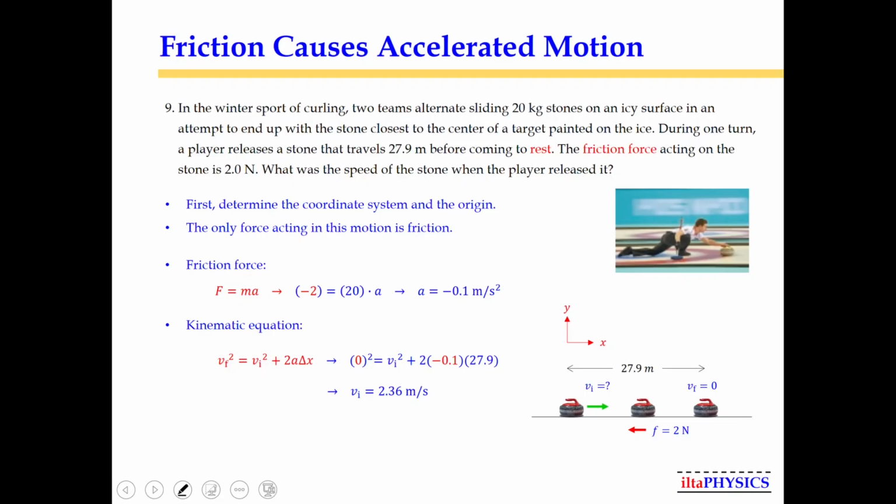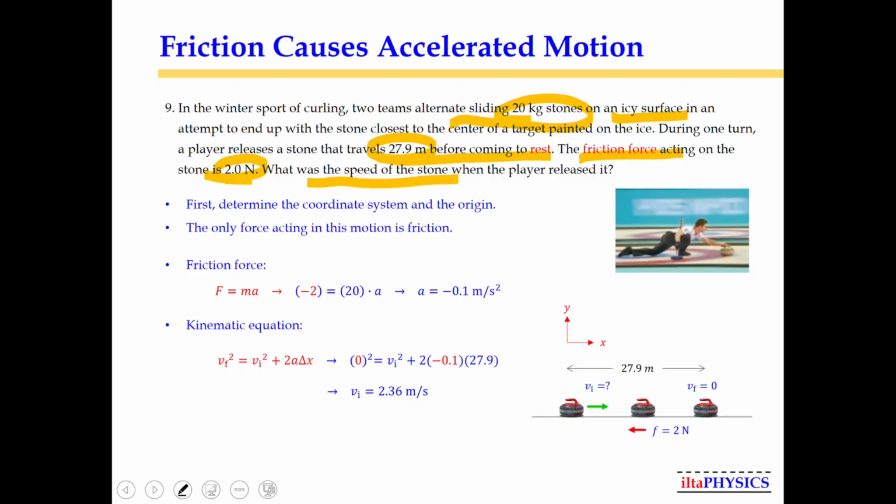Problem number 9 describes the winter sport of curling. As shown in the diagram on the right, a player needs to push a curling stone with a mass of 20 kilograms on a smooth floor to make it stop exactly at a target 27.9 meters away. If the friction force acting on it is 2 newtons, what should the initial pushing speed be?